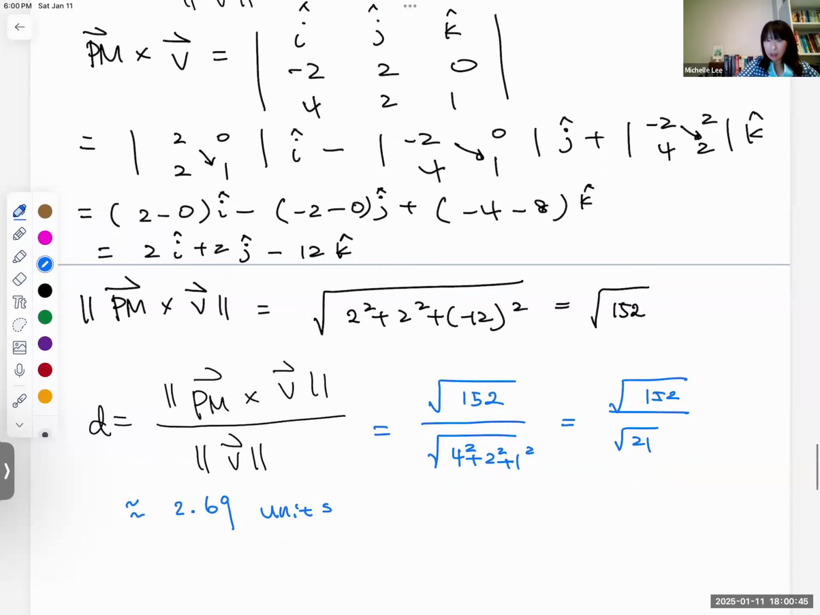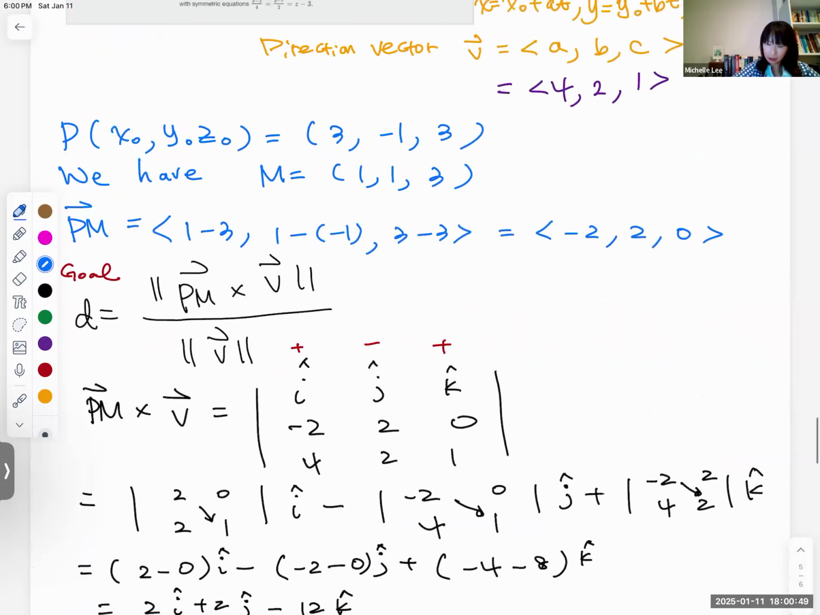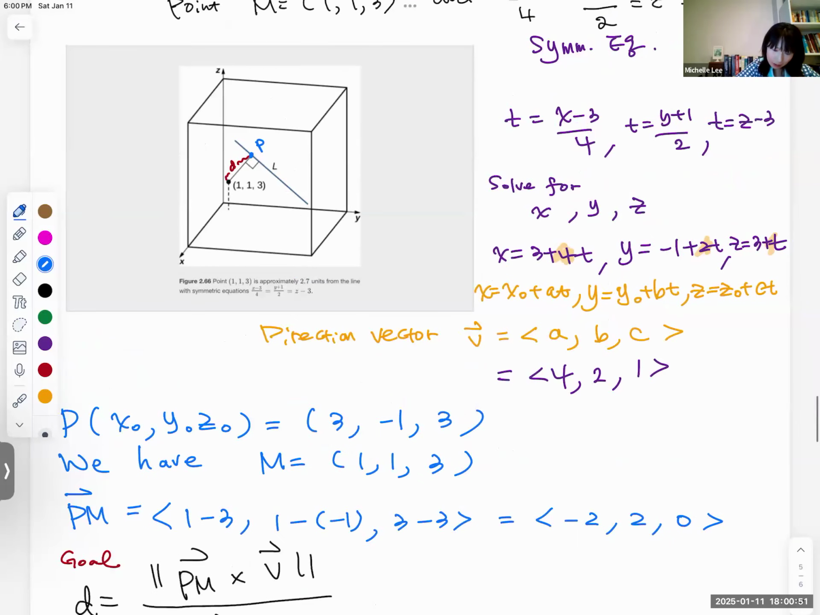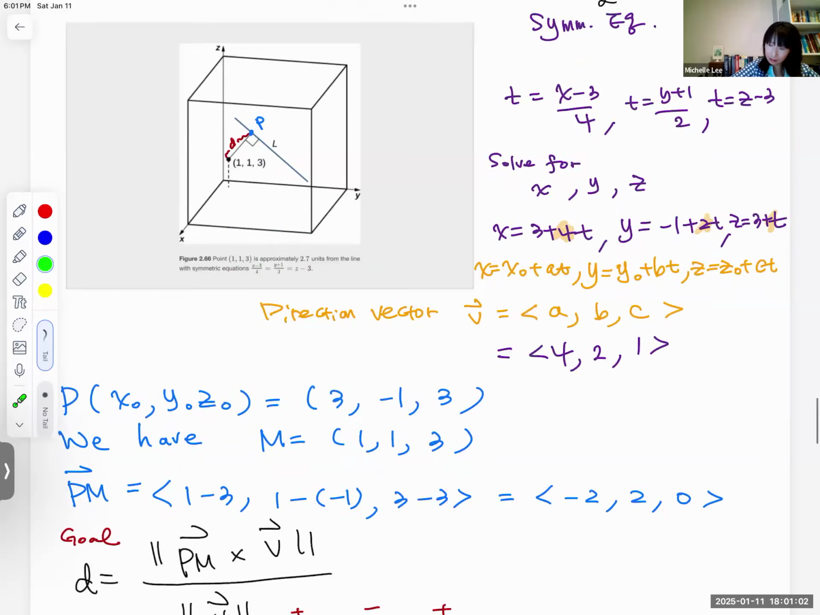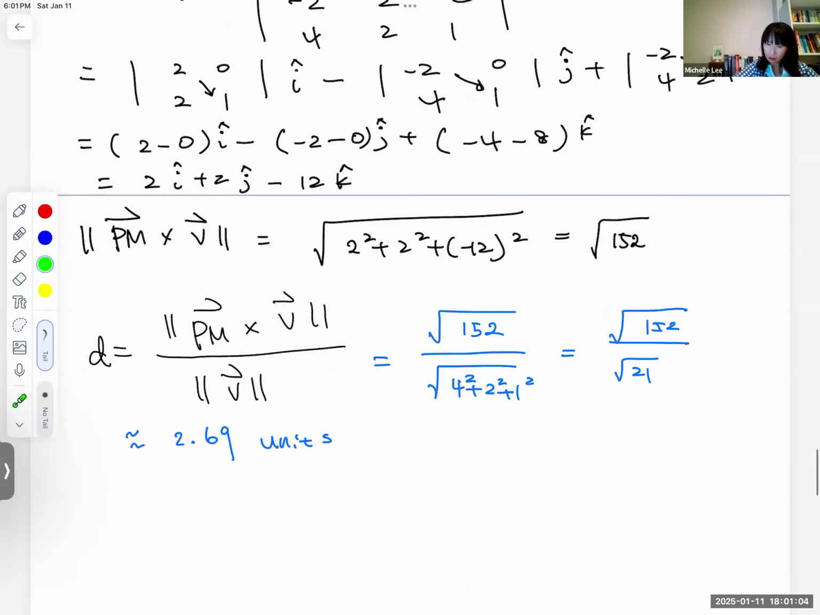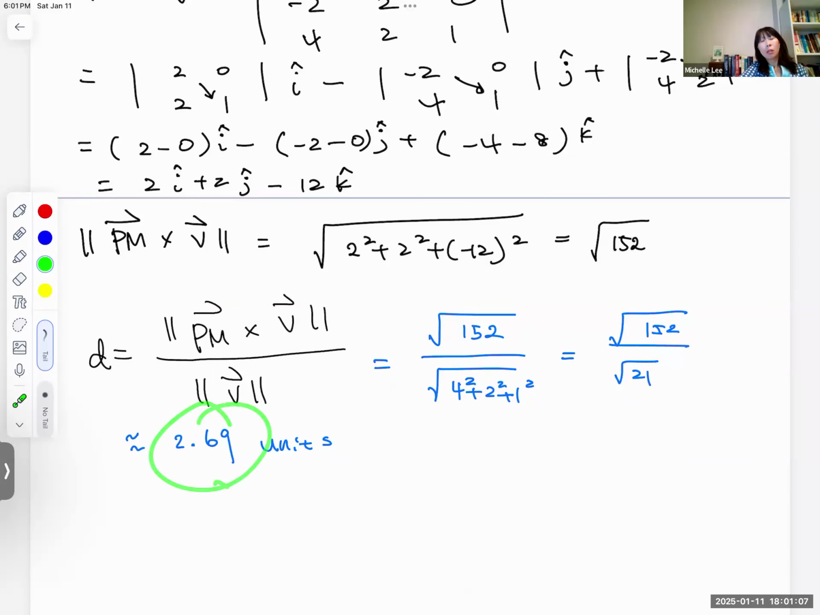Okay. I think I saw the answer earlier in the picture. Right here, they say that this point, say M, is approximately 2.7 units, yeah? So 2.69, approximately 2.7 units distance from the line. Make sense? Very good.